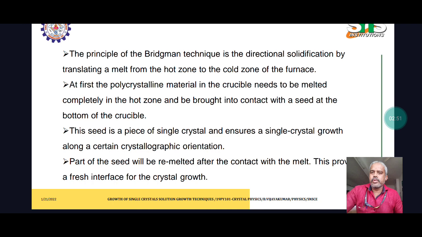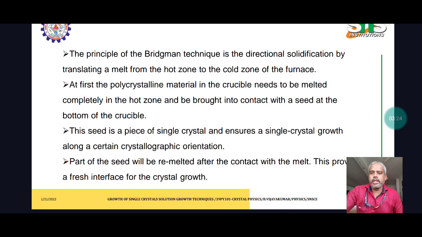zone to the cold zone of the furnace. First, the polycrystalline material in the crucible needs to be melted completely in the hot zone, with a seed at the bottom of the crucible. The seed is a piece of single crystal, and it ensures single crystal growth along a certain crystallographic orientation.